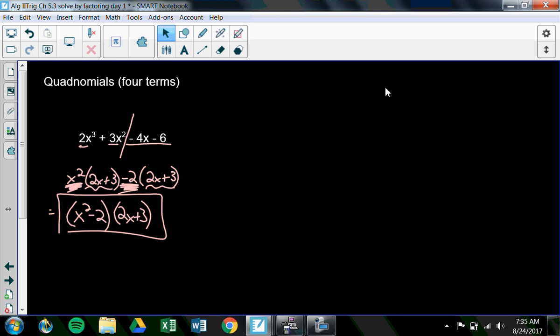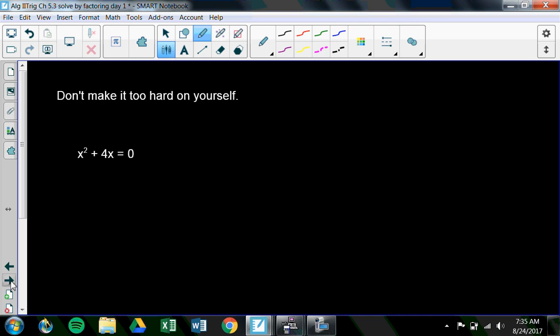Now, again, these are all just shortcuts. I guess this last one wasn't really a shortcut, just a way you have to factor it. But in general, these are faster ways of doing other problems. So don't let this confuse you into thinking you have to be looking for shortcuts or you have some method you have to follow. Don't make this hard on yourself.